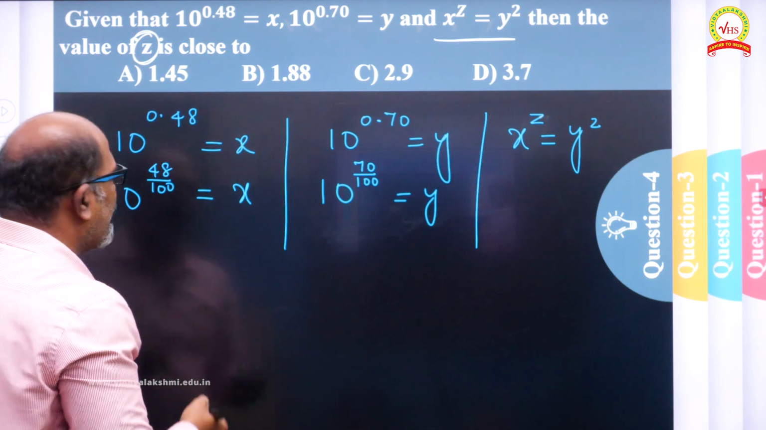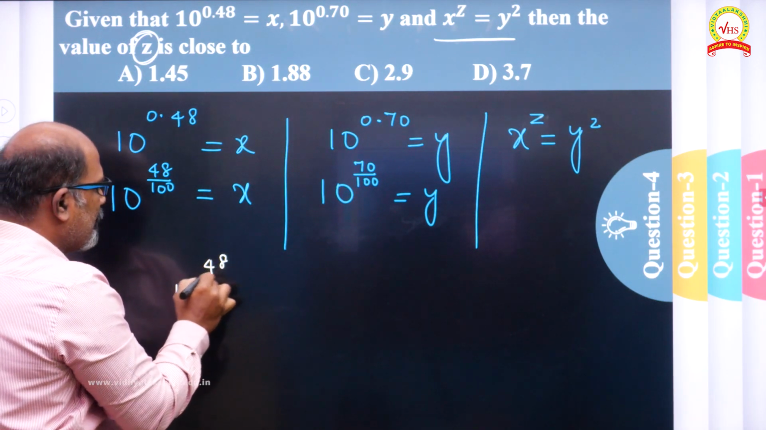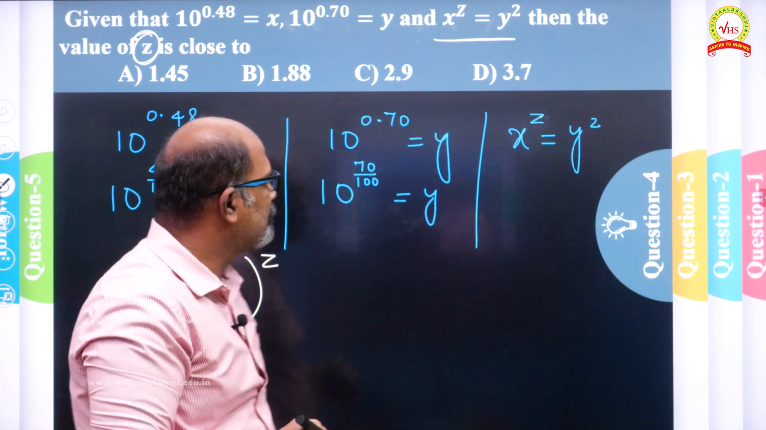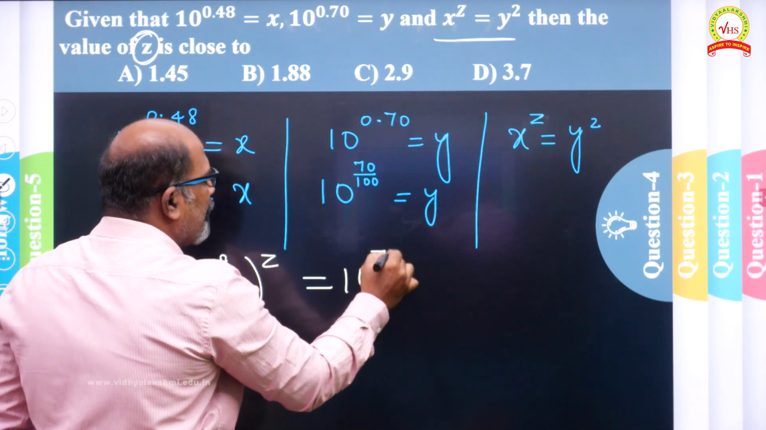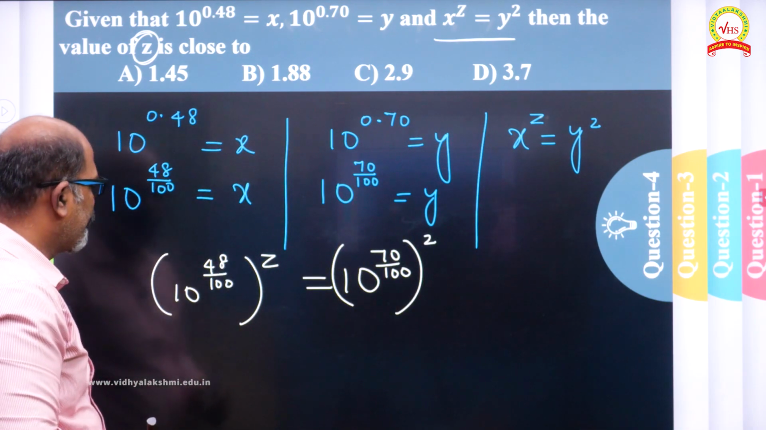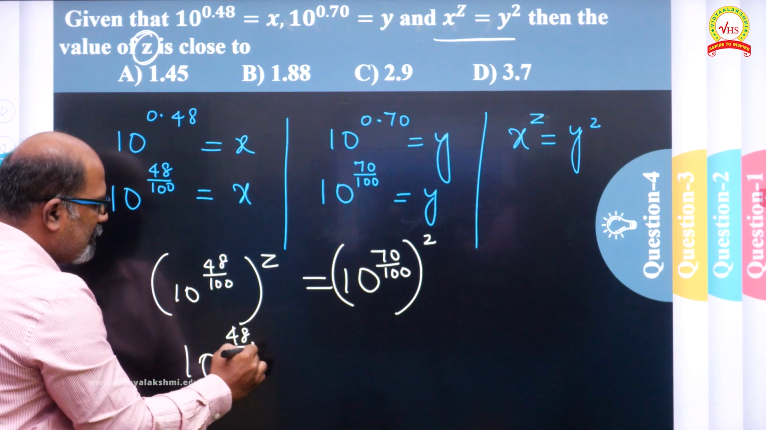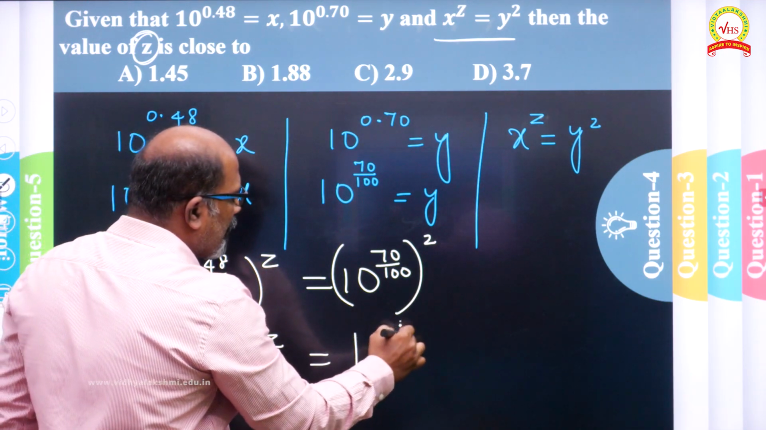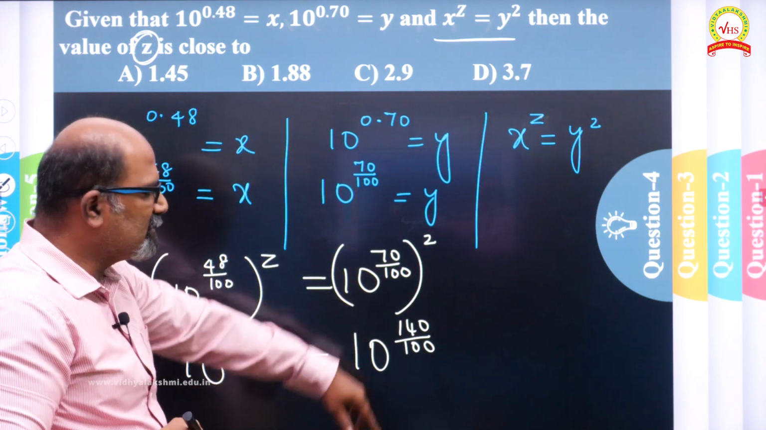When I use that, what will I be having? See, x value is 10 to the power of 48 by 100, the whole raised to z, because we are having x to the power of z, equal to the y value we are having here, 10 to the power of 70 by 100, the whole raised to 2. Okay, then you see 10 to the power of 48 by 100 z, which is equal to 10 to the power of 140 by 100. Definitely you know the reason for converting this 70 into 140.